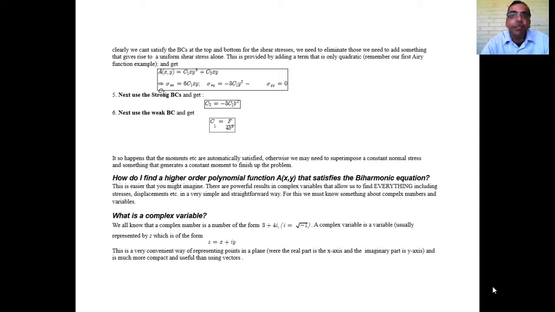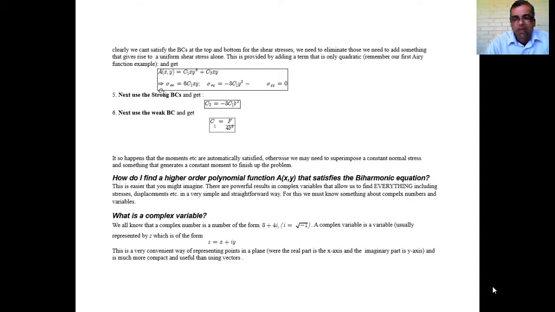At the same time, I want to be able to calculate displacements and things like that, and I don't want to keep integrating over and over again. It's a headache. Is there a beautiful way to do all of this? The answer is absolutely yes. There's an absolutely brilliant way to satisfy del fourth A equal to 0 in 2 dimensions without even thinking about it, and that has to do with complex variables.